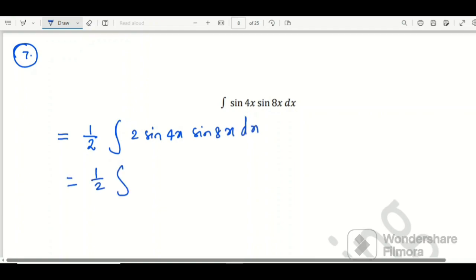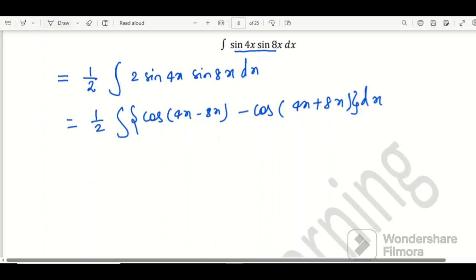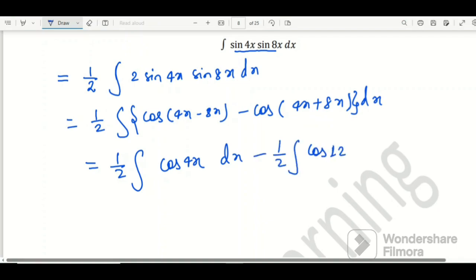The formula of 2 sin A sin B is cos(A minus B) minus cos(A plus B). Once you use this formula, you can break this product into a simpler form, and then easily integrate by separating it into two integrations. So it will be cos(minus 4x), which is cos 4x only, dx, minus 1 by 2 integration of cos 12x. And you can easily integrate cos 12x and cos 4x by the method of inspection.